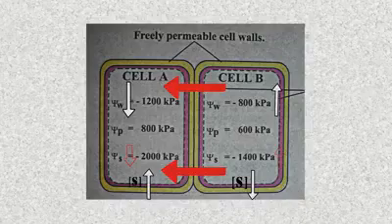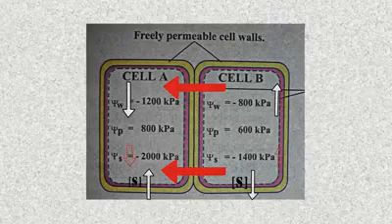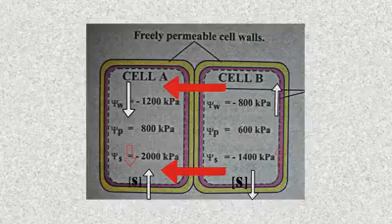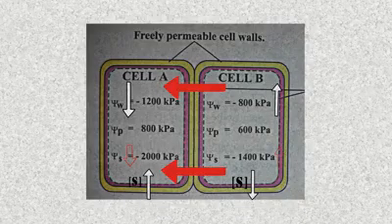This is the definition of osmosis: water moves from its higher water potential towards its lower water potential. So there are basically two things which are very important to understand in this topic. One is that water moves towards the higher solute concentration, and the other is that water moves from its higher water potential towards its lower water potential.